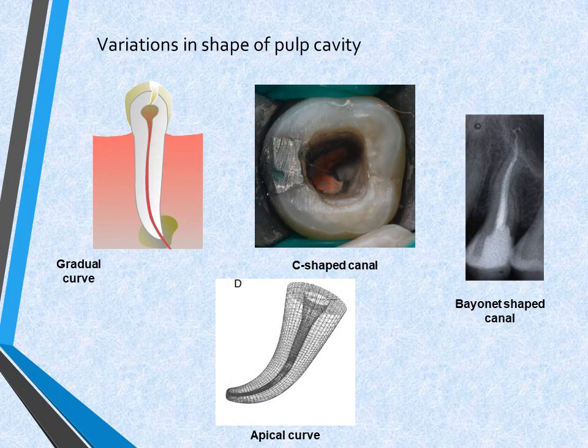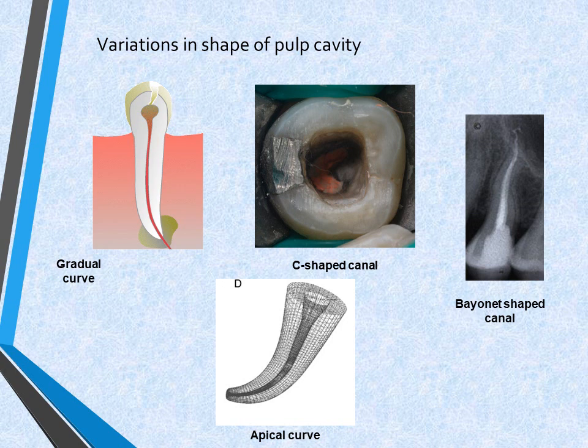Now coming to the variations in shape of the pulp cavity, I'm sure this is very clear, the first one, because the maxillary lateral incisor also has this kind of an anatomy. You will have a gradual curve, and you will have dilacerations, especially for the maxillary laterals.